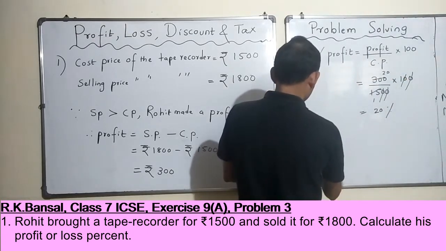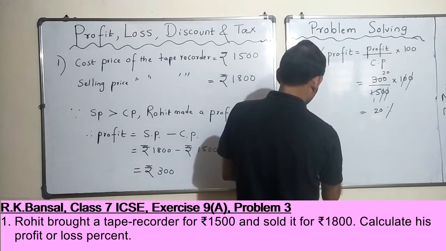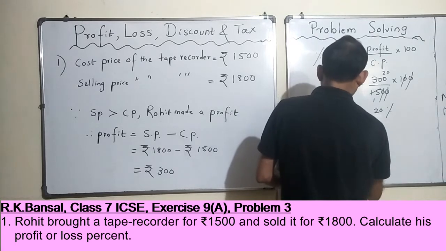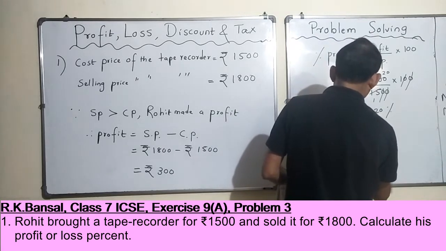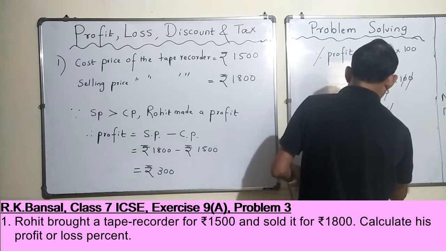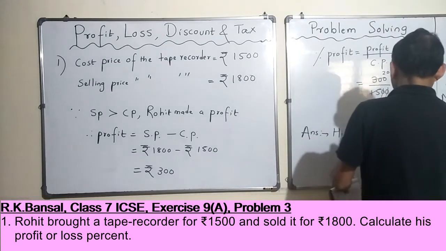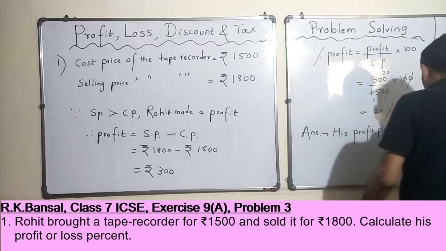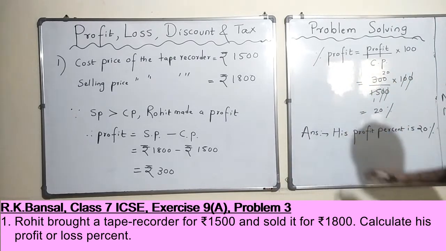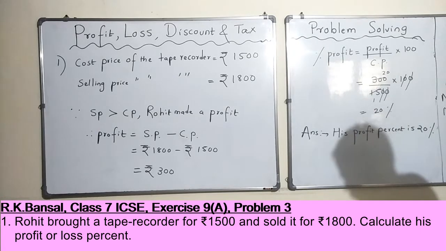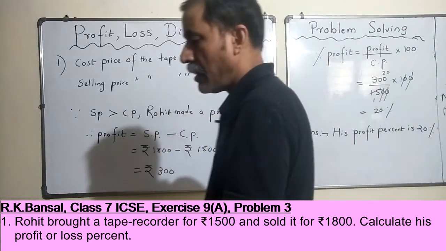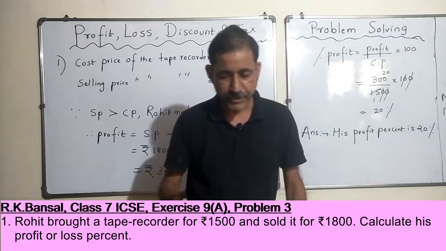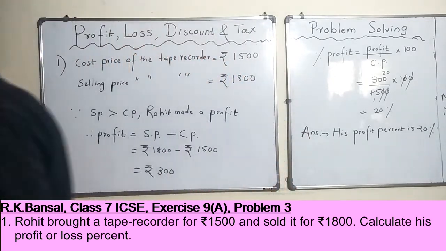So therefore the answer: calculate his profit or loss percentage, right? His profit percent is 20. You can write 20% or you can write 20, because anyway it indicates the profit percent. So this is the solution for the first problem. Pretty simple, pretty straightforward, no complication there, right?